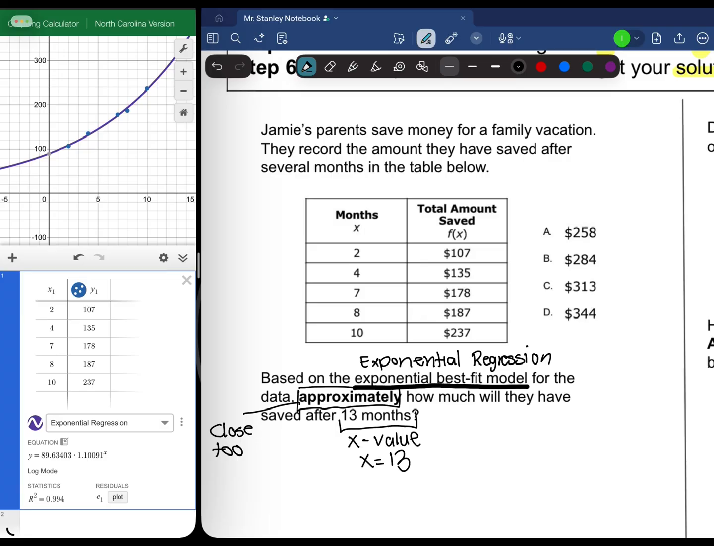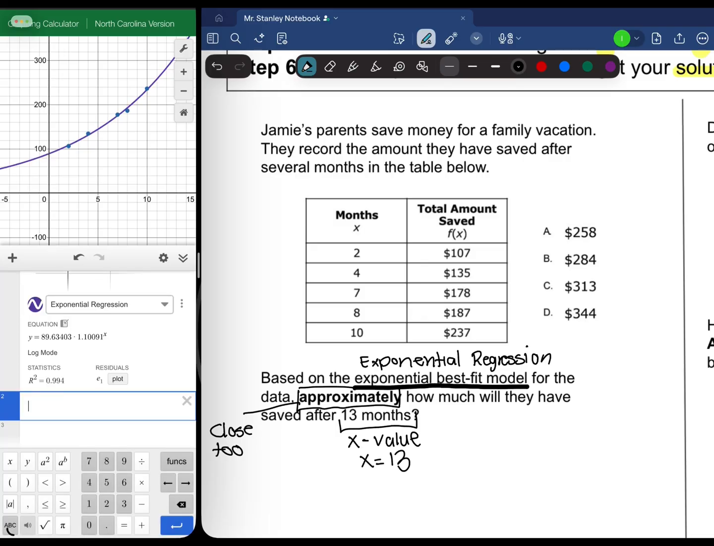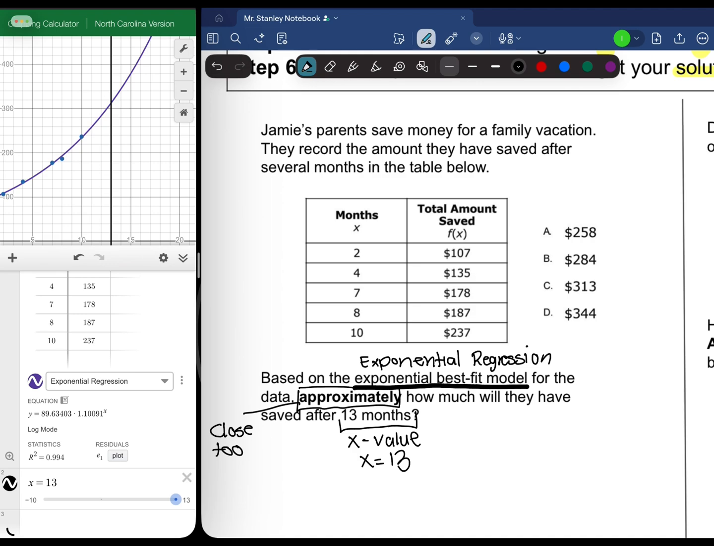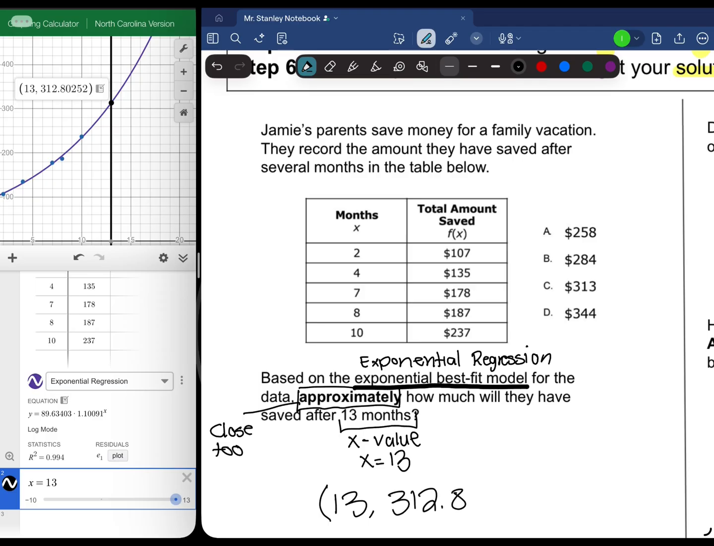Okay. Then after that, we're going to hit enter, and we're going to type in x is equal to 13. Now, depending on where you are, you may have to zoom in, zoom out, but we're going to move it here. What we're looking for is where the two lines intersect. And the intersection is going to provide us with a solution. And that solution for this one is going to give us 13 and 312.80252.